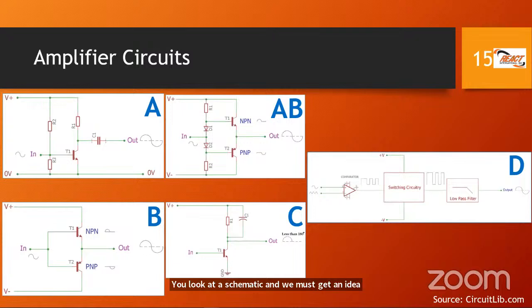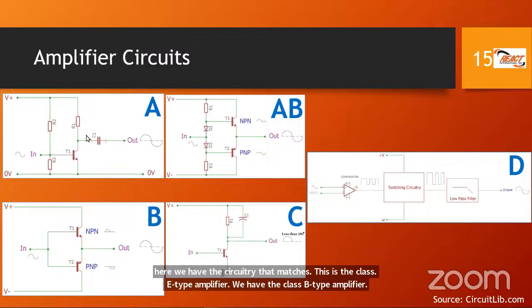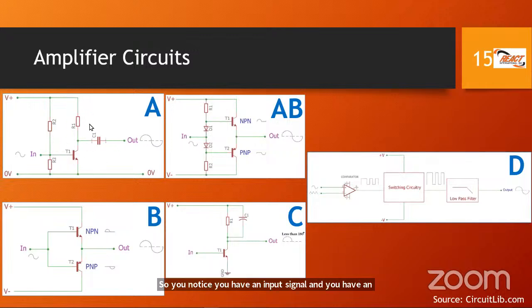That's applying the theory in practical ways that will allow us as amateur radio operators to use the electronics to achieve our objectives. So here we have the circuitry that matches. This is the class A type amplifier. We have the class B type amplifier. So you notice you have an input signal and an output signal and some components, right? You have resistors, transistors, capacitors, and so on, and in some cases diodes. So you have the class AB here, and then you have the class C, and well, the class D.